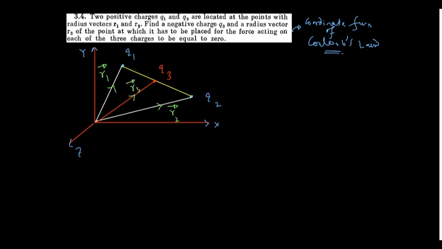Now from the triangle law of vector addition, I can safely write this vector is basically r2 vector minus r3 vector. And similarly this vector is r1 vector minus r3 vector. It's very simple, you can clearly see. Now they are saying the net force is 0. So net force is 0 in the sense I can write that force between 2 and 3 plus force between 3 and 1 is equal to 0.